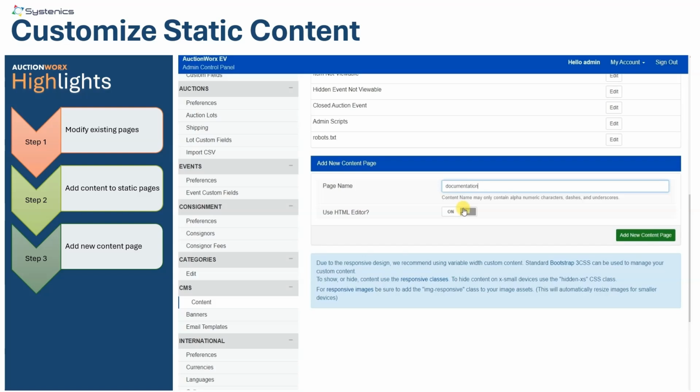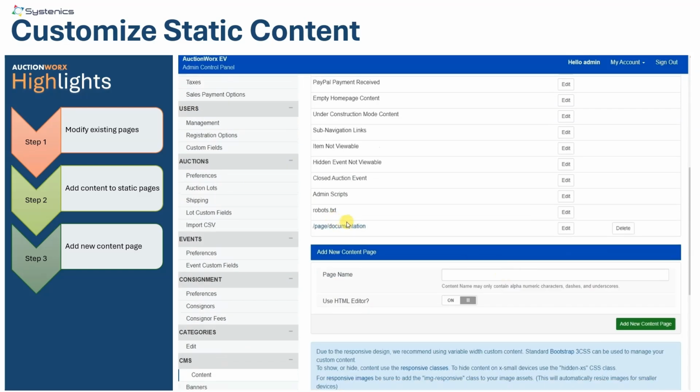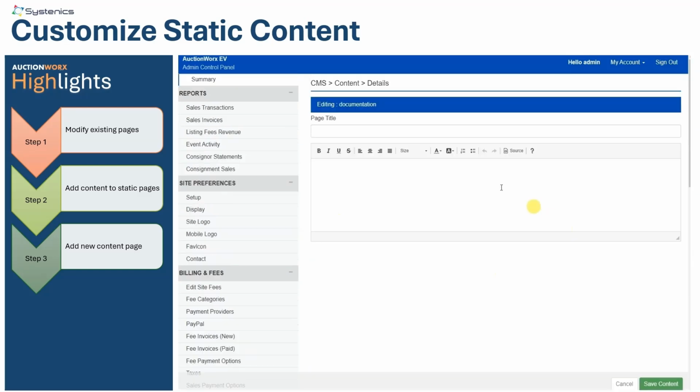First, enter the page name. Next, ensure that the HTML editor is enabled. If it's not enabled, we will not have access to editing options to add styles to our content. We can see our newly created content page here. Now, let's add some content to it.